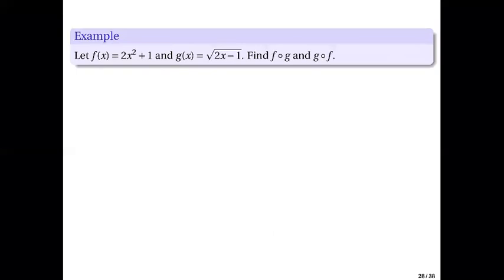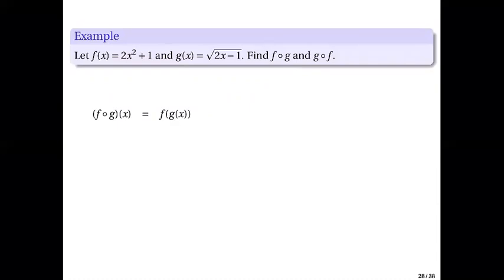Let's have another set of functions. Your f of x equals 2x squared plus 1. Your g of x equals square root of 2x minus 1. And then you want to find f circle g and g circle f. So let's start with f circle g. That means you have f of g of x.